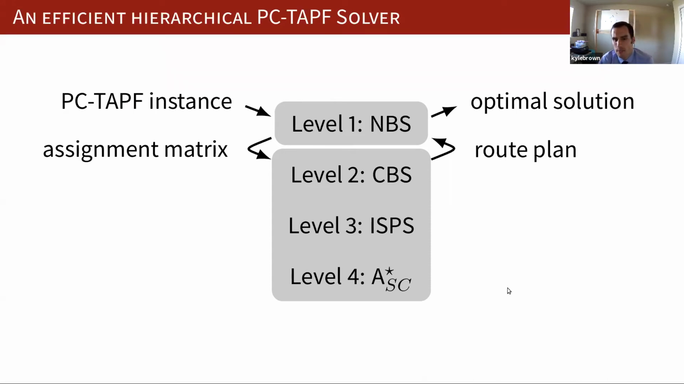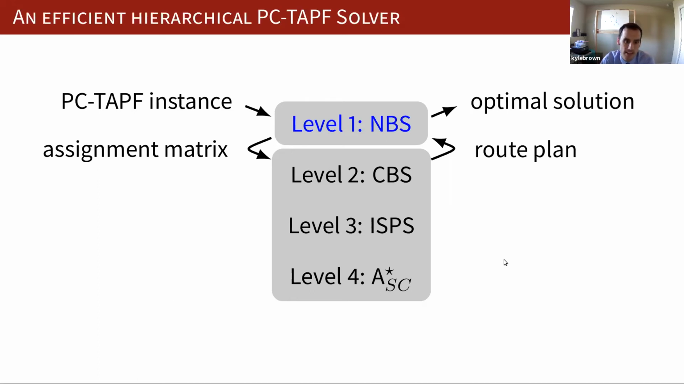So the algorithm decouples task assignment and route planning. We start at level 1, and level 1 says, okay, I have a PCT-APF problem. I'm going to assume for a moment that we don't have to worry about robots colliding with each other. And under that assumption, I'm going to assign robots to tasks in such a way that I think they can complete the project as quickly as possible.